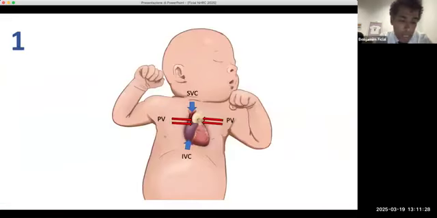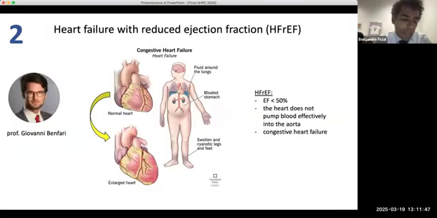So, in conclusion, at the very beginning of my journey into neonate hemodynamics, I've been focusing on the blood that comes into the heart. And moving on to diastolic function was just a matter of time. It took me 10 years, but it was just a matter of time. The second reason comes from a multidisciplinary collaboration with a close friend, Giovanni Benfari, who is a professor of cardiology, adult cardiology here at the University of Verona.